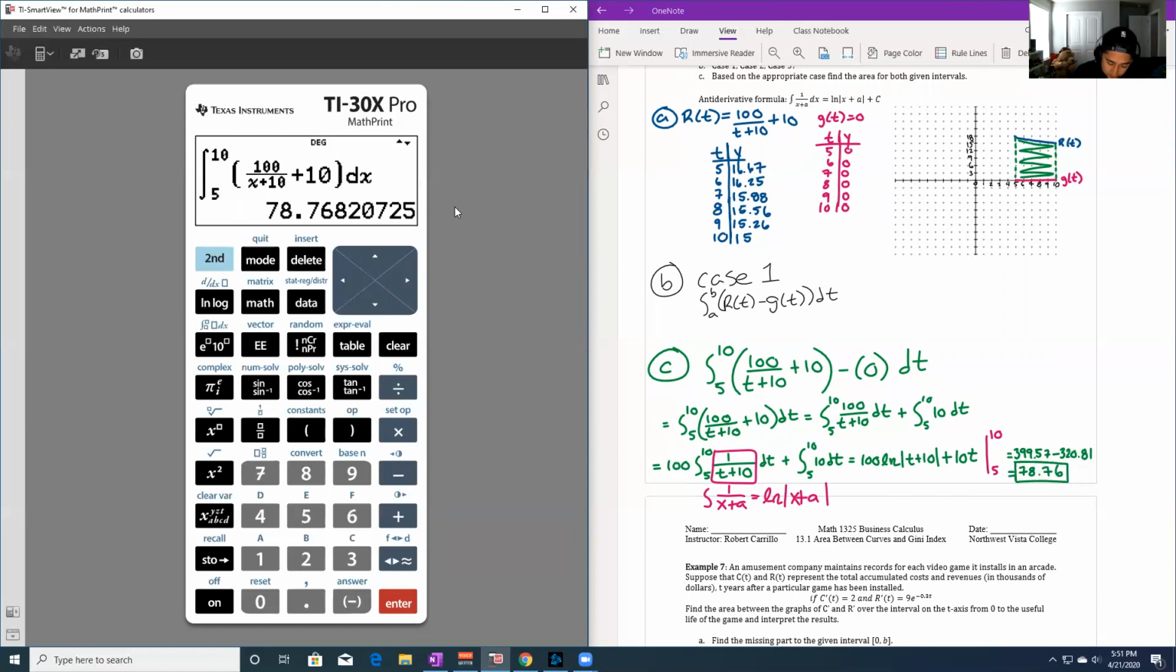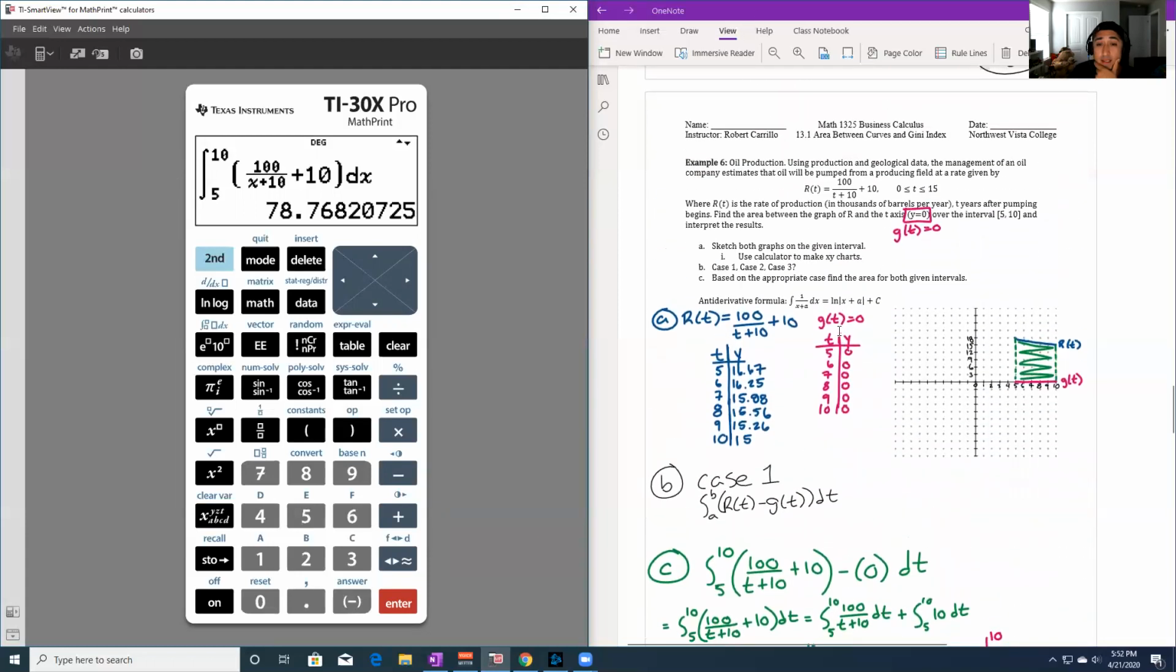Okay, so there's our answer, 78.77. Okay, but now what was this question asking? It says, interpret your results. So we want to know, find the area between the graph of R over the interval 5 to 10 and interpret the results.